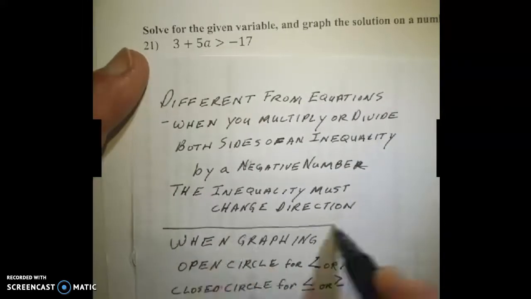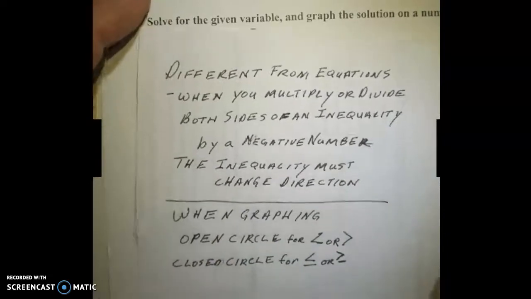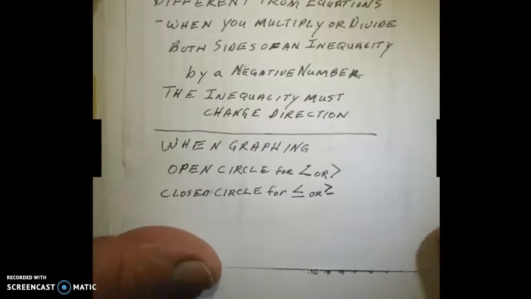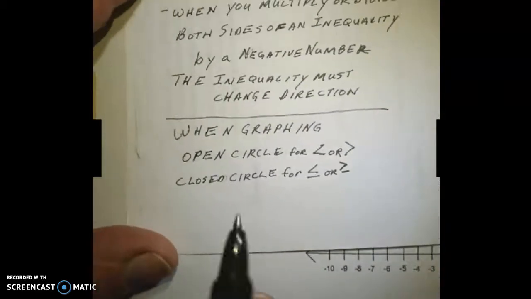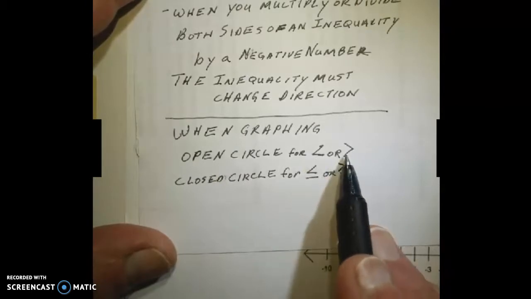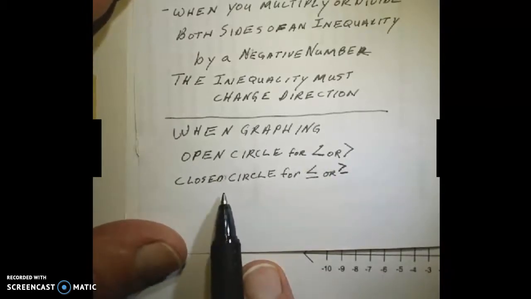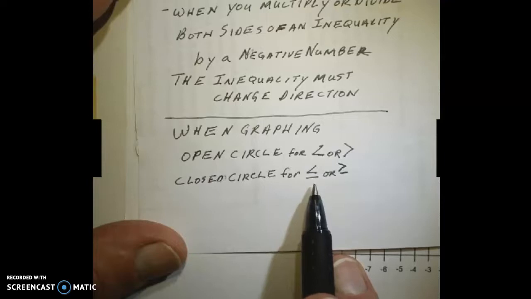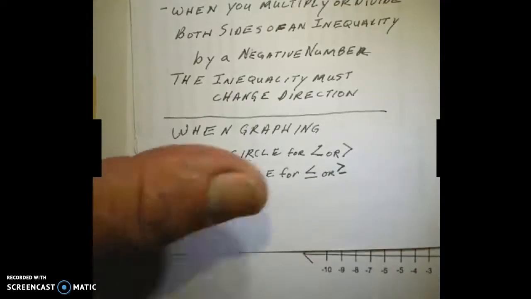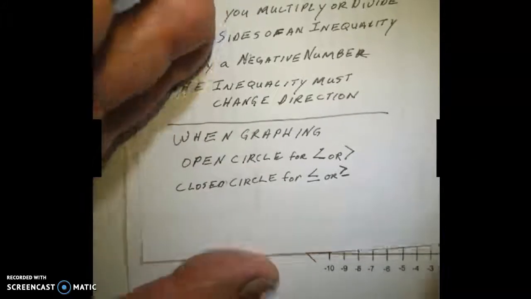The second thing you need to be aware of, when you're graphing, is that open circle and closed circle matter. You use an open circle for the symbols less than or greater than. You use a closed circle for less than or equal to or greater than or equal to. We'll see that in the examples also.